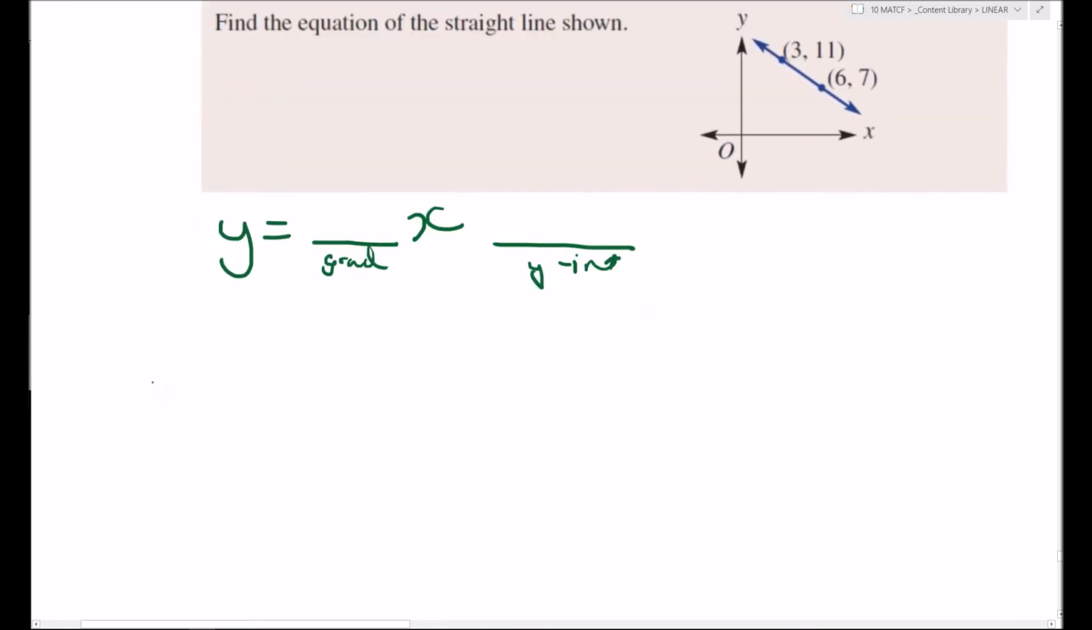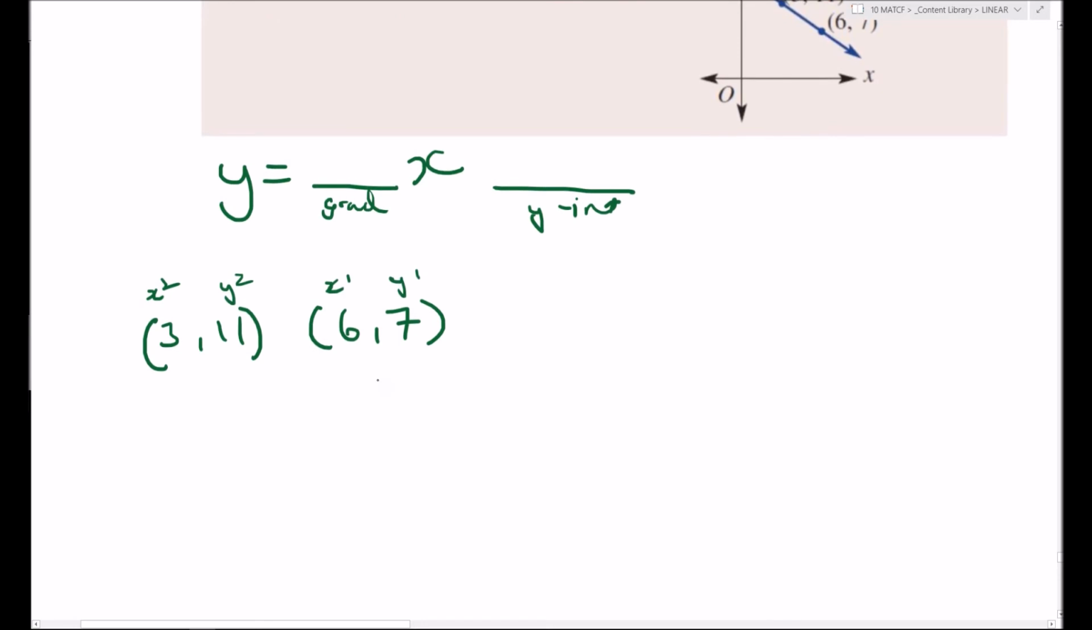So your two coordinates have been given to you, 3, 11, and then 6, 7. Again, it doesn't matter which one you call which, as long as you call this set x1, y1, or x2, y2. I might just switch it around. Let's go x2, y2, and I'll go x1, y1. Okay, so the rule, remember, was y2 minus y1 over x2 minus x1. Don't forget that rule. Very important for the gradient.